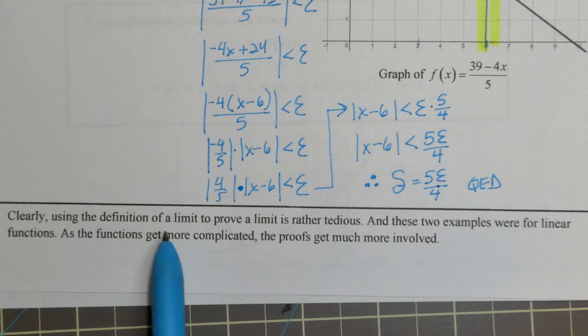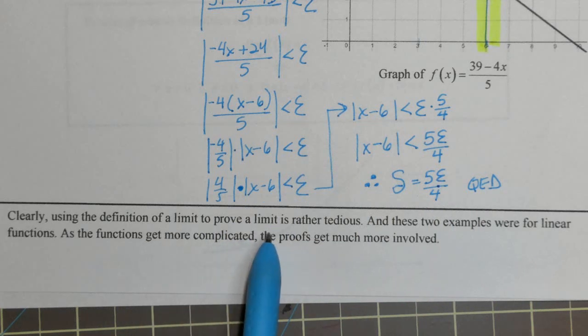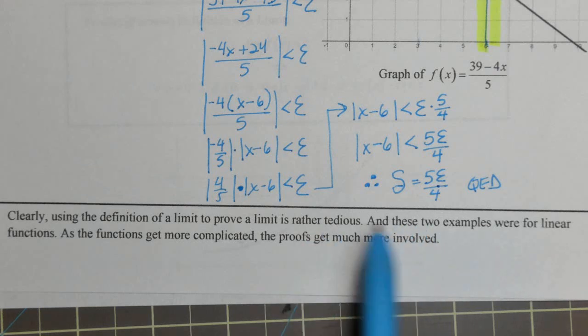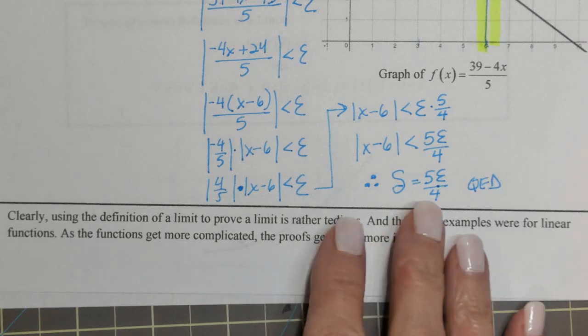Clearly, using the definition of a limit to prove a limit is rather tedious. And these two examples were for linear functions. As the functions get more complicated, the proofs get much more involved as well. Alright, that is the epsilon delta definition of a limit.